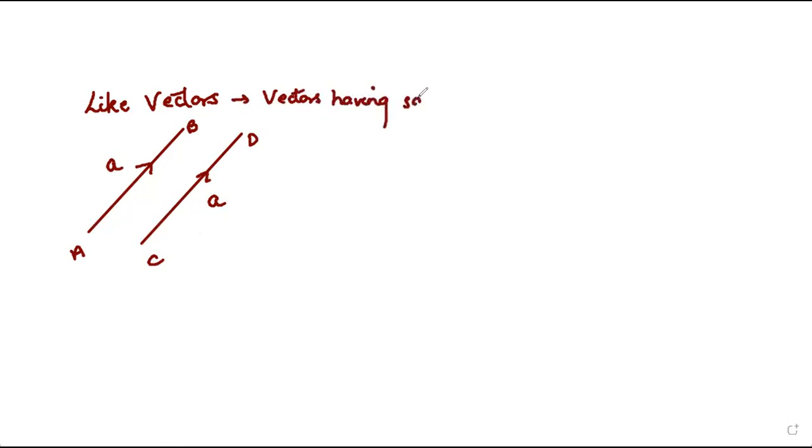There are two vectors. This and this, suppose A to B and C to D. They both have the same value, A and A, the same magnitude. And you can see the direction is also the same. So like vectors are vectors having the same magnitude and the same direction. Such vectors are known as like vectors.